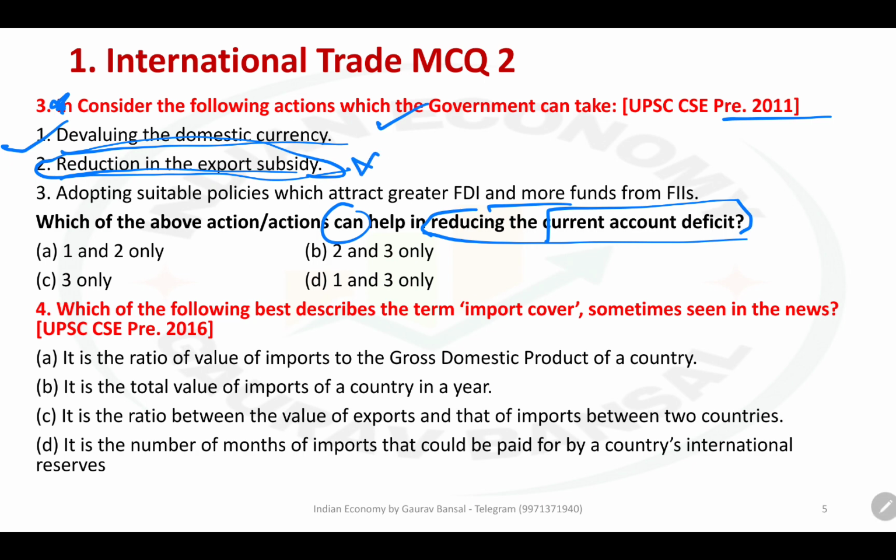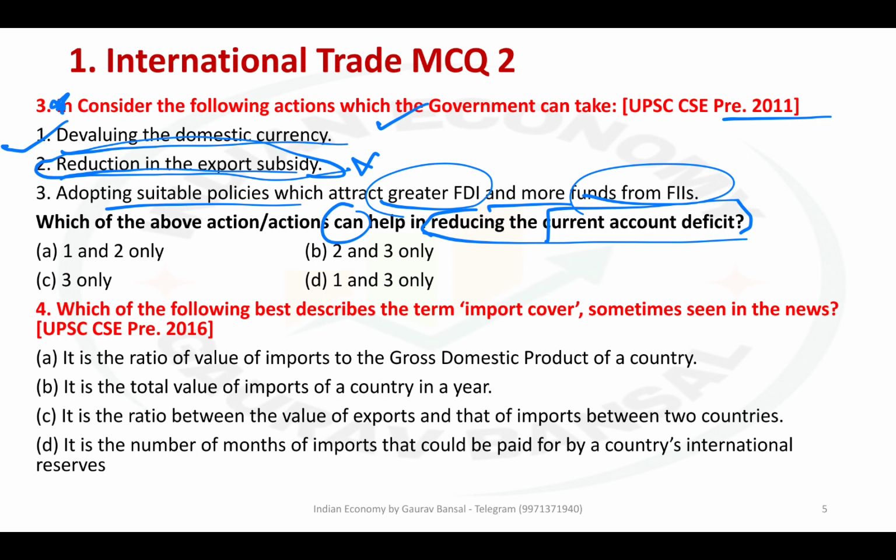Third, adopting suitable policies which attract greater FDI and more funds from FIIs. So this is a bit tricky actually. And in fact, I had a discussion with a student who raised this point, which is very valid also. If we make such policies that we are able to attract more FDI and more FII, what will happen? We will get more dollars.